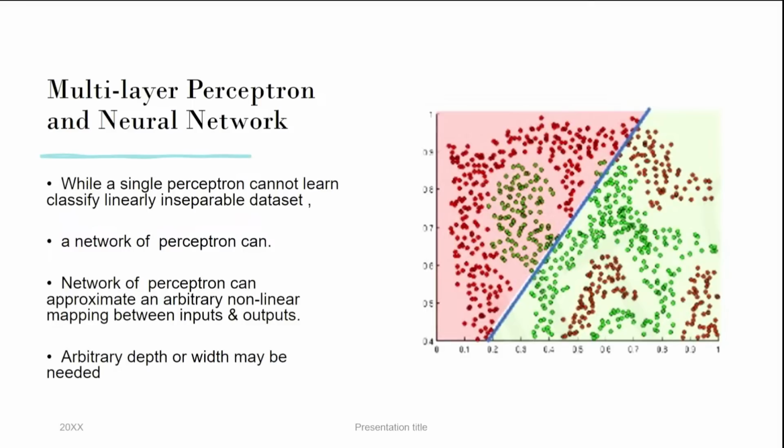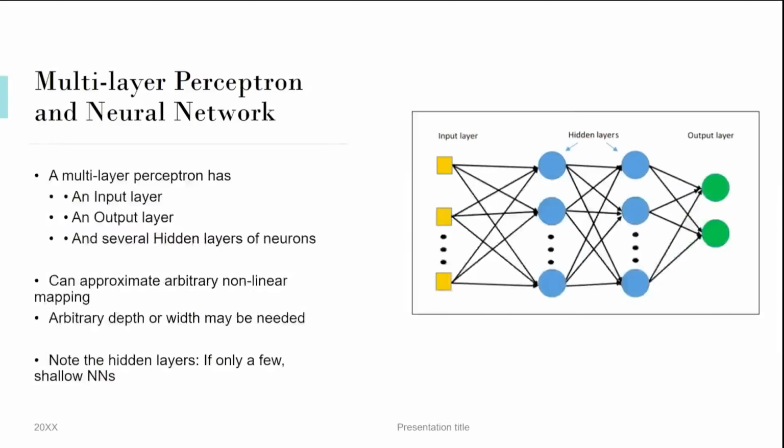So we need a network of perceptrons, a neural network of perceptrons connected together, if we want to learn to classify linearly inseparable data sets. Arbitrary depth or width may be needed, but neurons with arbitrary depth can segregate all linearly inseparable data sets as well. A multi-layer perceptron or neural network has an input layer, one or more hidden layers, and an output layer. These neural networks can approximate any non-linear function.